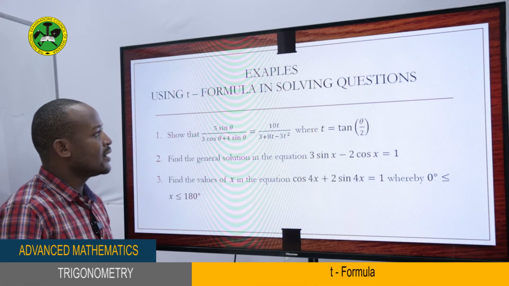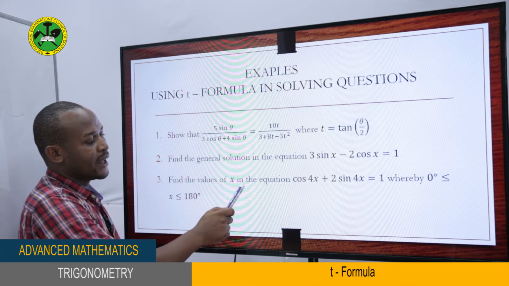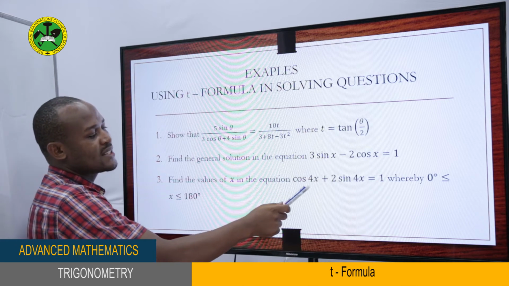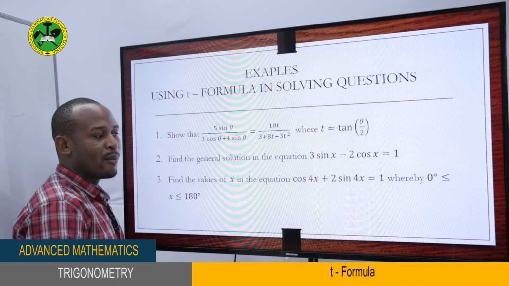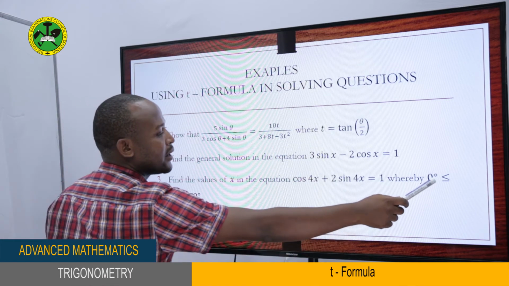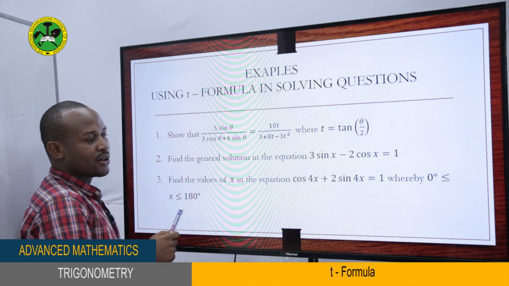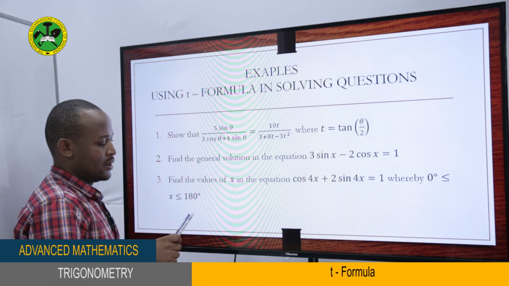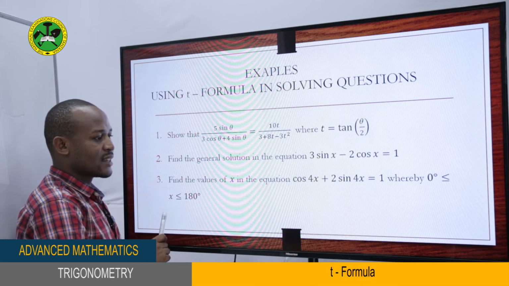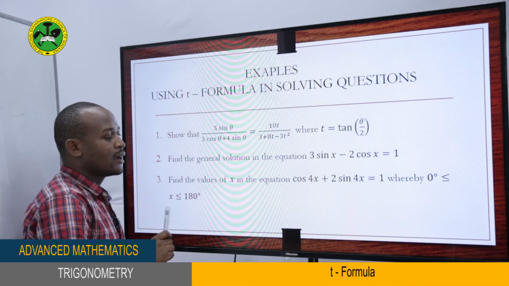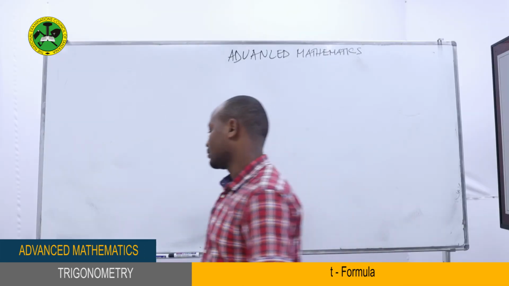Okay, now let's find the next example. It tells us to find the value of x in the equation cos 4x + 2 sin 4x = 1, where we've been given the range 0 ≤ x ≤ 180. That means the values should lie from 0 to 180, and 0 and 180 are also included. So let's see how we can find a solution to that.